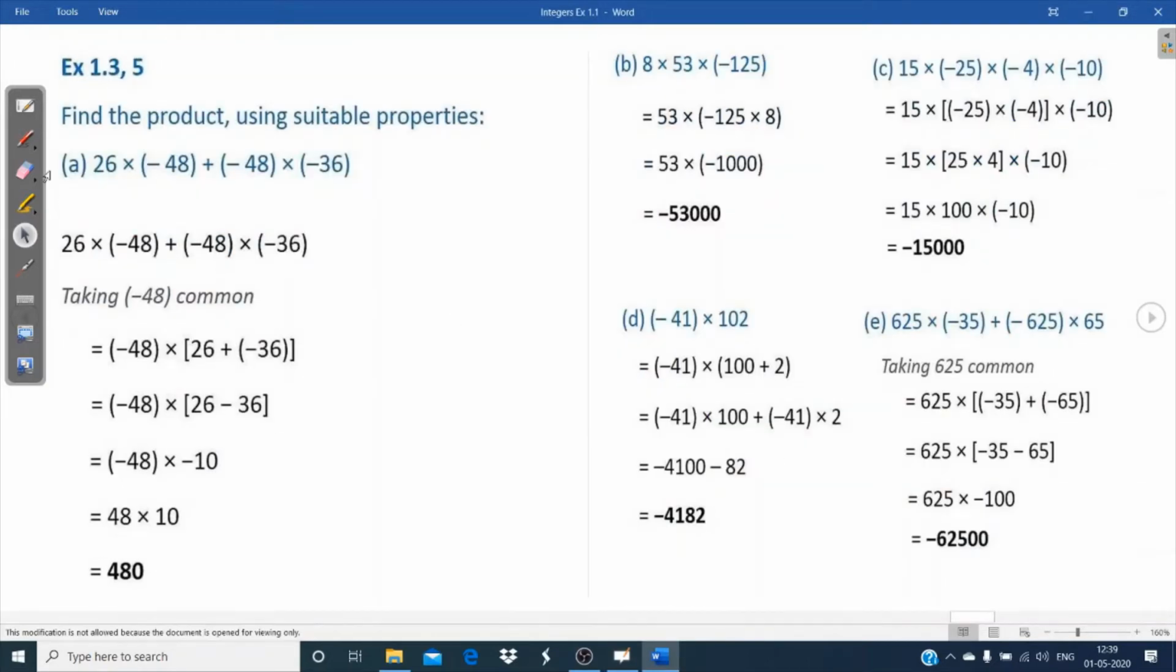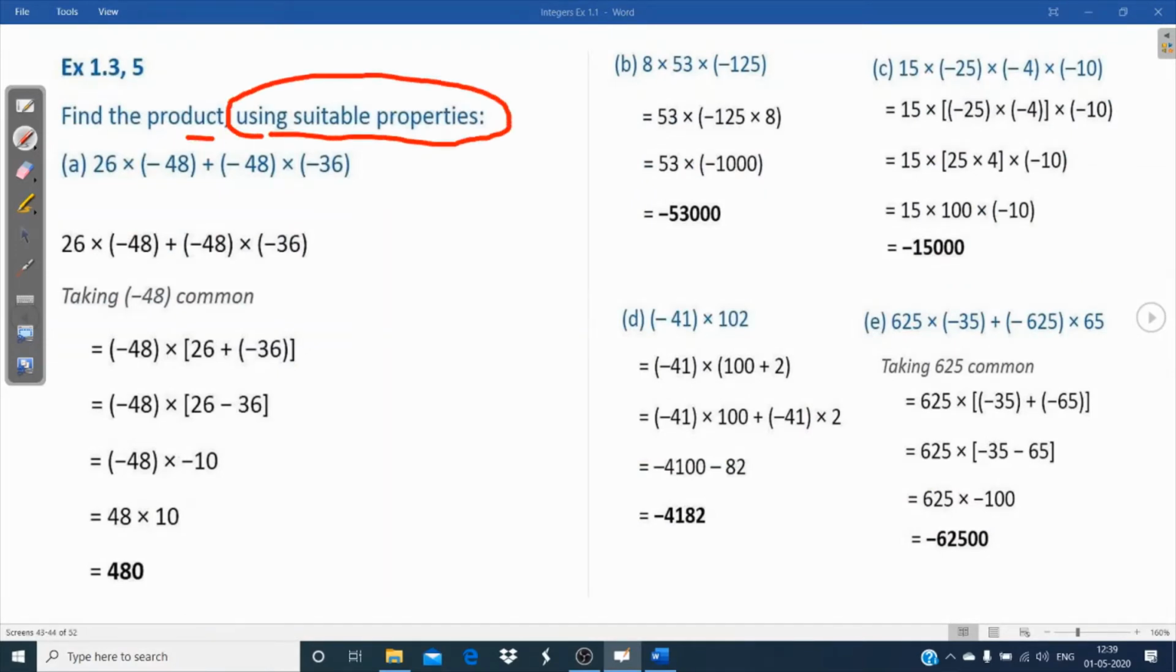Now next question, question number 5. We have to find the product using suitable properties. Now remember this thing, student, you have to use the suitable properties, then you have to find out the product. Directly don't multiply the things.